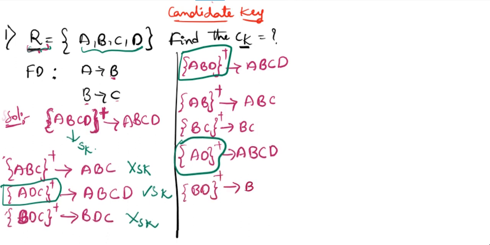Next, BD. BD is not giving all because B is giving B, D is giving D. And CD. CD is also not a super key. C is giving C and D is giving D. There is no super key here.